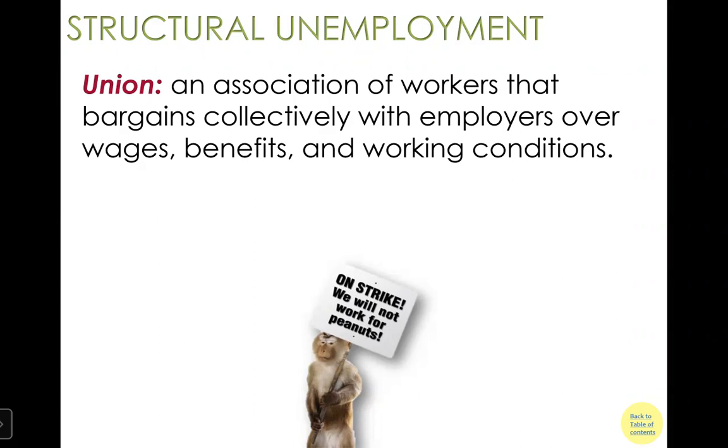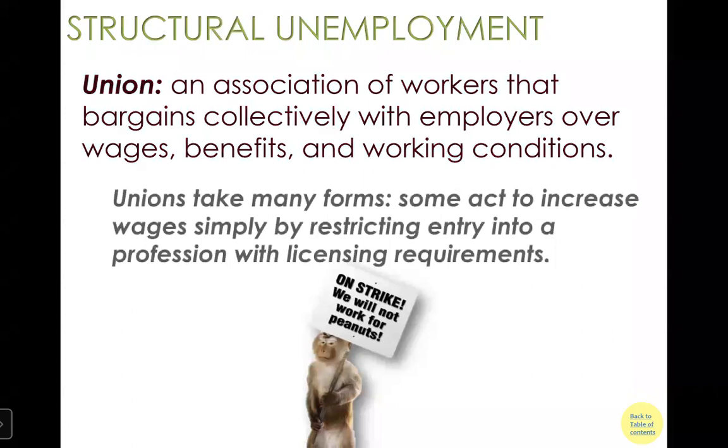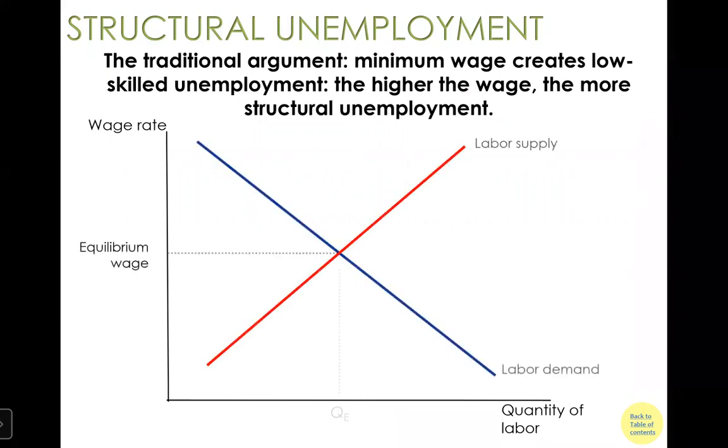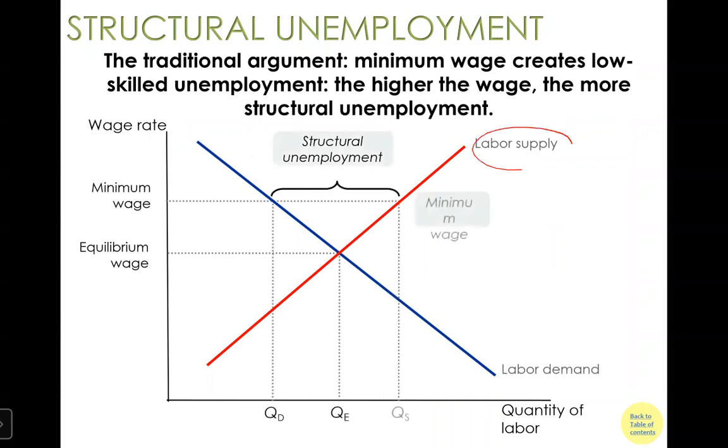And now if they bargain for higher wages, what happens? They're going to artificially create unemployment. Why? Look at this labor market, supply and demand. Without the intervention of the union, we have the equilibrium wage. That's going to give you the equilibrium labor supply and labor demand. If you look at this point, the market clears, 0% unemployment.